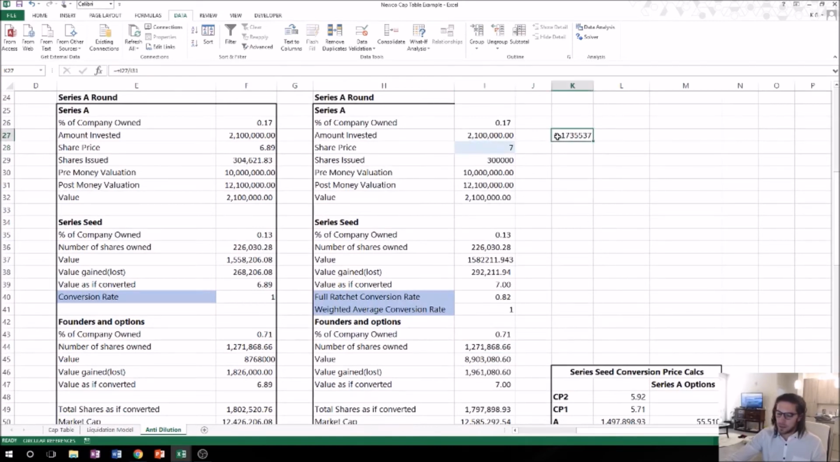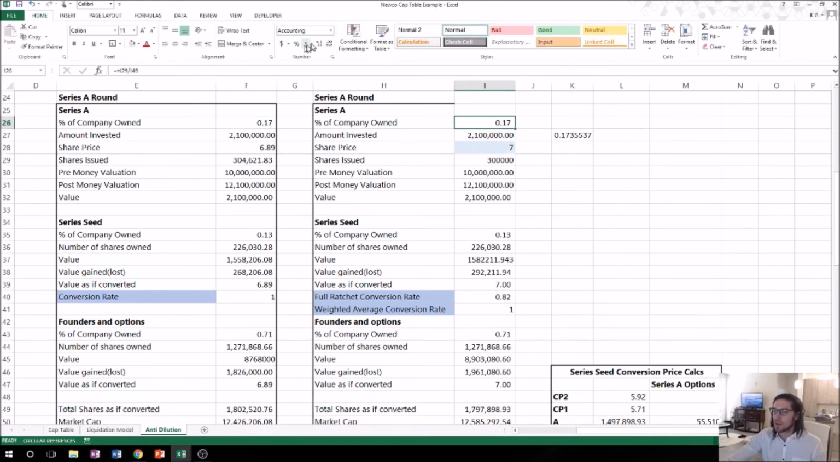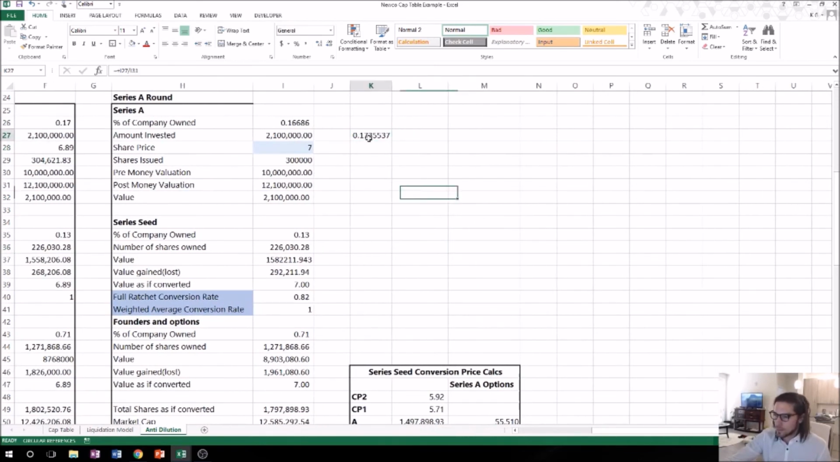But the number that we need to have right here is 17.35537, and what we have is 16.686%. That was just a lucky guess on getting close on this 7, but what it needs to be is this number, the 17.355. The way I got the 17.355 is by taking the amount invested and dividing it by the post money, 17.35537. That's how much of the company was actually agreed to be bought by the Series A investors.